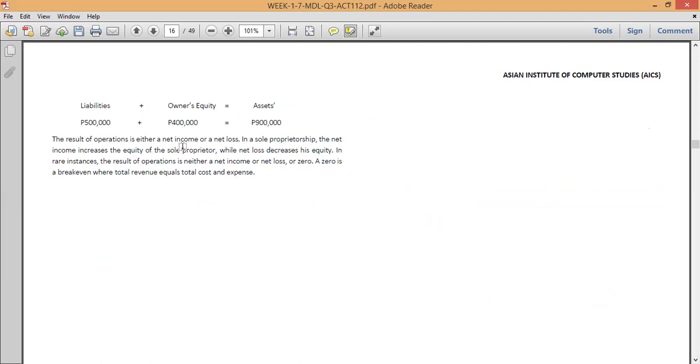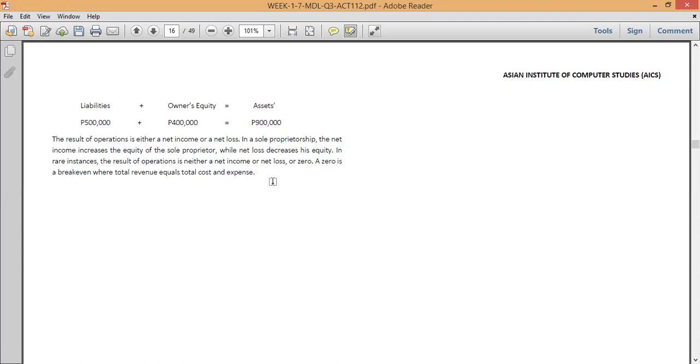The result of operation is either a net income or a net loss. In a sole proprietorship, the net income increases the equity of the sole proprietor, while net loss decreases his equity. In rare instances, the result of operation is neither a net income or net loss, or zero. A zero is a break-even where total revenue equals total cost and expenses. For example po, gumagawa ka ng income statement, 'di ba? So, yung net loss at saka yung net income. Pag nag-zero siya, ibig sabihin, break-even lang.